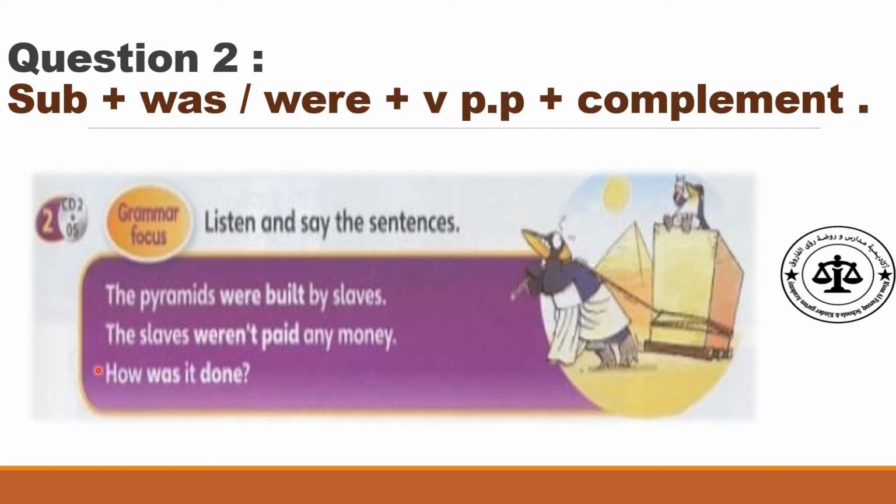Number 2, the slaves weren't paid any money. The slaves weren't. This is a negative form of past passive. We add not with were or was. Here we have were because we have a plural noun here. So paid is a verb past participle. And the last one is a question. How was it done?